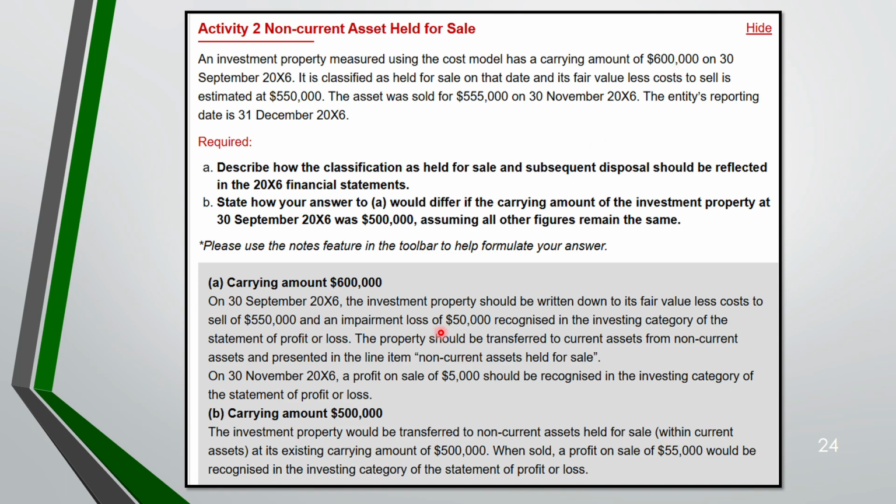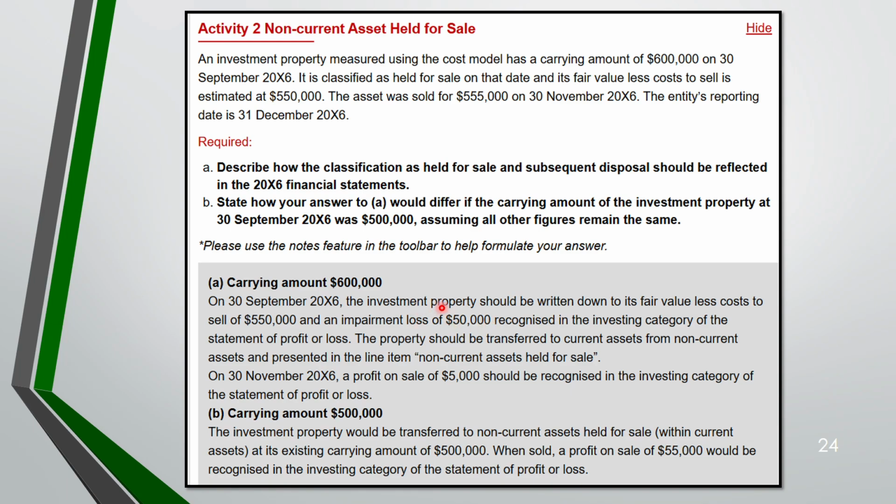And also there is an impairment loss of 50,000. The difference is the carrying amount minus fair value less cost to sell. So the carrying amount is 600,000, fair value less cost to sell is 550. The difference, 50,000, is your impairment loss.